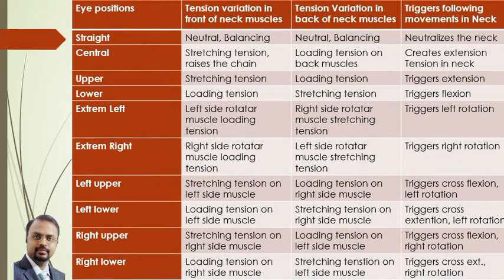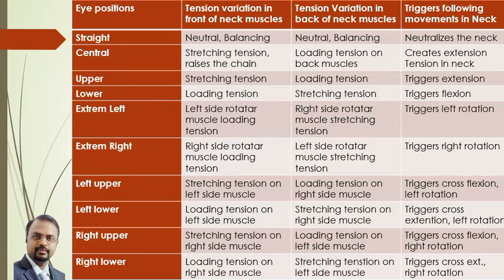Well, pay proper attention to this box. It might take a little bit of your effort to understand this further. There are 3 columns here, majorly: tension variation in front of the neck muscles, tension variations in back of the neck muscles, and triggers following movements in the neck.